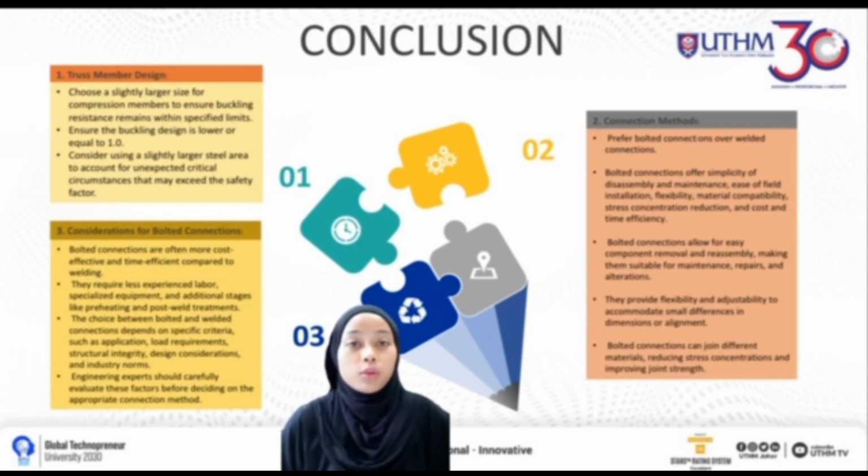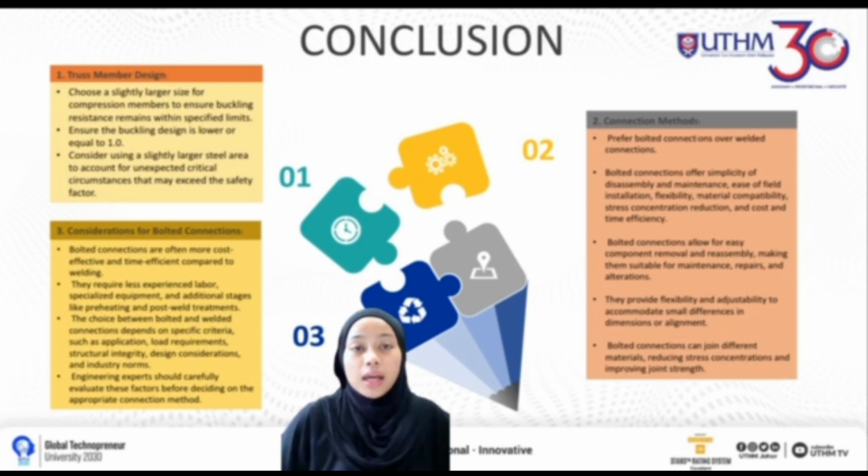Following this, consideration for bolted connections. Bolted connections are often more cost-effective and time-efficient compared to welding. They require a lower experience level, especially equipment, and additional stages like preheating and post-weld treatments. The choice between bolted and welded connections depends on specific criteria such as complications, labor requirements, structural integrity, design considerations, and industry norms. Then, engineering experts should carefully evaluate these factors before deciding on the appropriate connection method.